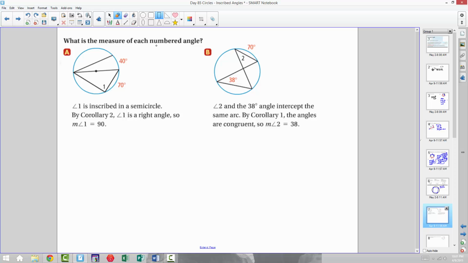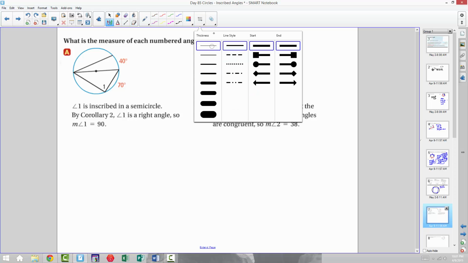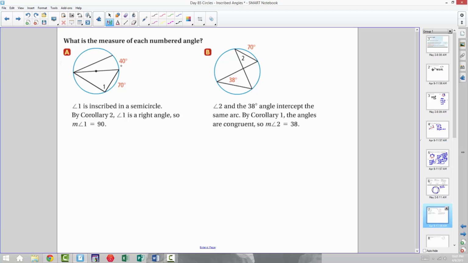So example 1, I know angle 1 is inscribed in a semicircle. So by corollary 2, angle 1 is a right angle, so the measure of angle 1 is 90 degrees. You should also notice that this angle is going to be 20, and this angle right here is 35. And this angle is 90. If A to B is 40, you should know that C to B is 180, so if this is 40, you know that this is 140. So C to A is also 140. And don't forget there's 360 degrees in a circle.